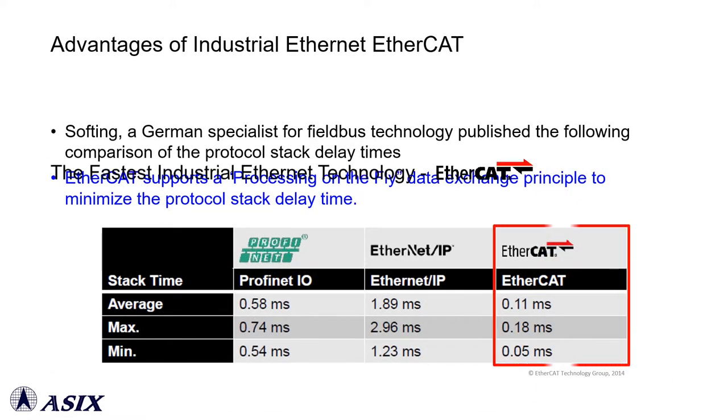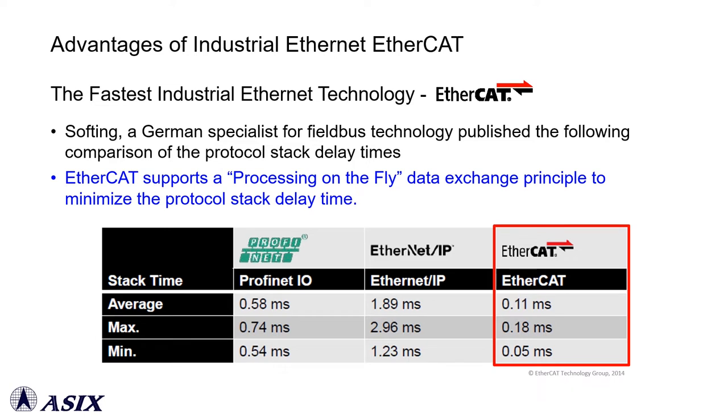Why do you need an EtherCAT to I/O Link Gateway solution? EtherCAT is an open, real-time, and deterministic industrial Ethernet standard. It supports a unique processing-on-the-fly data exchange principle to realize the fastest industrial Ethernet technology. The EtherCAT Technology Group is also the world's largest industrial Ethernet and fieldbus organization.